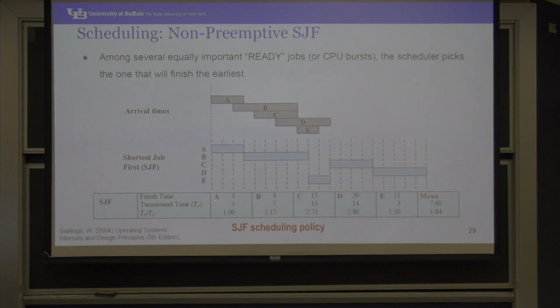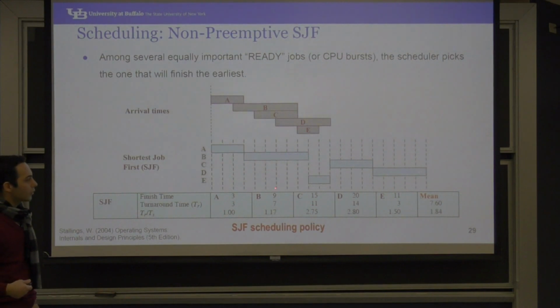If you take a look at the finish times now, they are 3, 9, 15, 20, 11, and 20 for E and D. Then the turnaround time is from arrival to finish. So A is 3, B is from 2 to 9, which is 7, C is from 4 to 15, which is 11. D is from 6 all the way to 20, and that is 14.